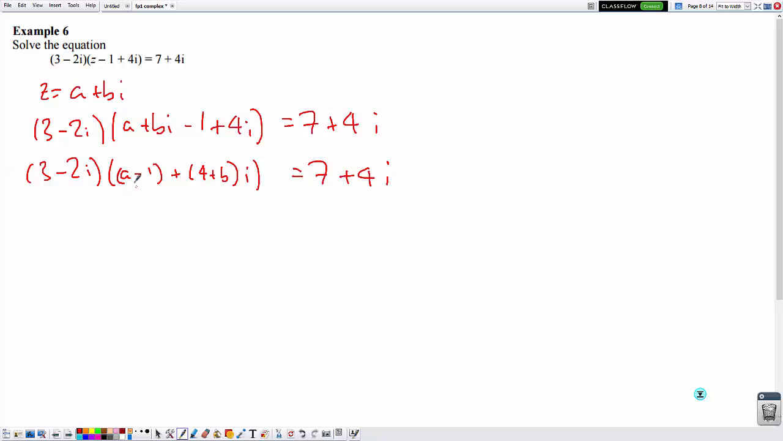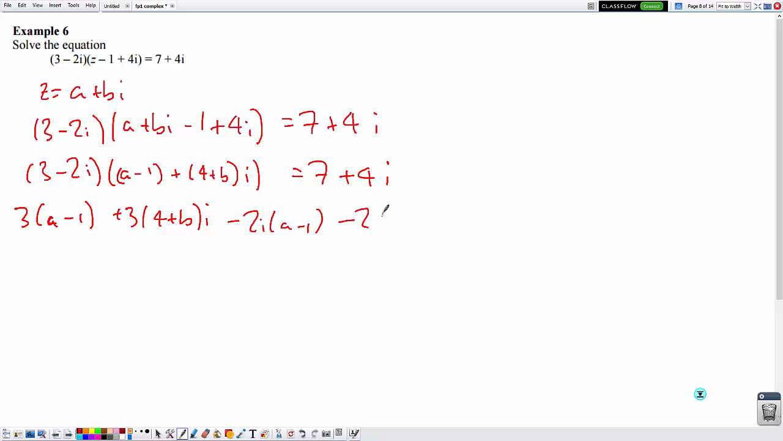So now let's multiply these out. Multiplying out now is a little bit easier. So we do 3 times this. So we've got 3 lots of a minus 1, plus 3 lots of 4 plus b i, and then I've got minus 2i lots of this, so minus 2i lots of a minus 1. Again, it's not that much easier. It's still a decent amount of work. As long as you're careful, though, you shouldn't get any of this wrong. It's not difficult, it's just time consuming.